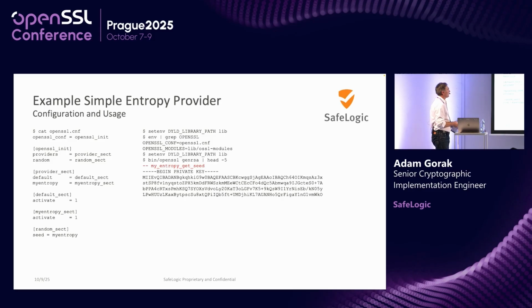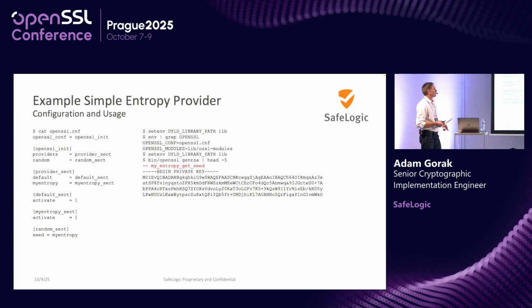Okay, so let's try to configure this provider and test it. The configuration is also very simple. This provider does not have any specific properties, so the only thing that we need to do is add its name to the list of providers that should be loaded, and instruct OpenSSL to activate it on loading. Additionally, we set this provider to be the default seed source for OpenSSL.